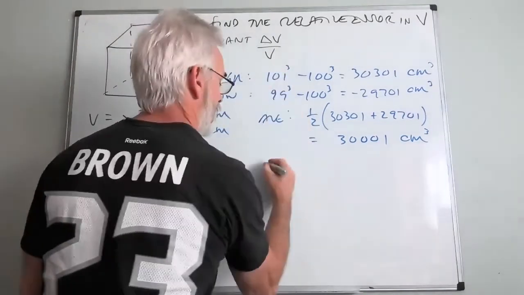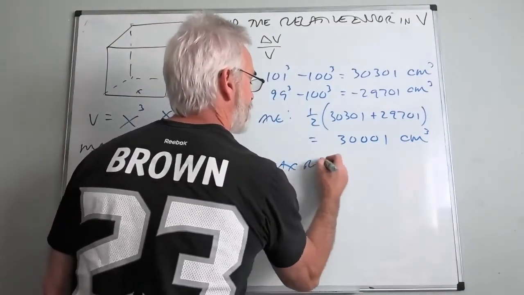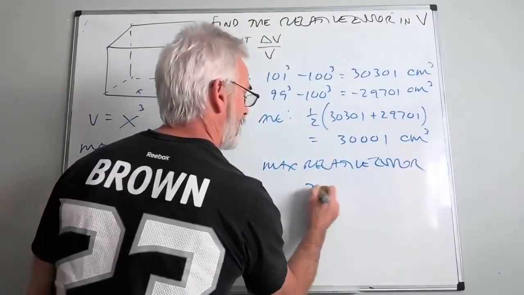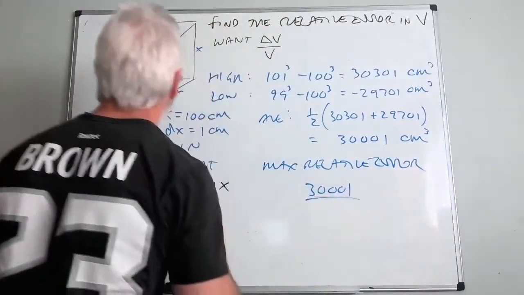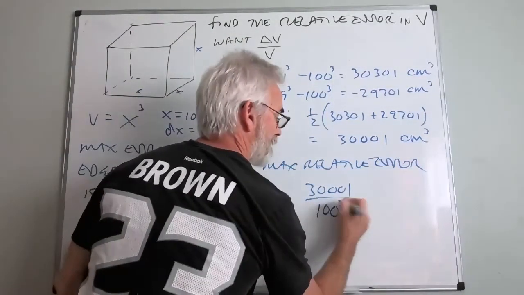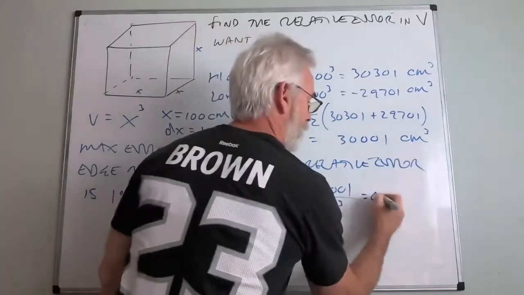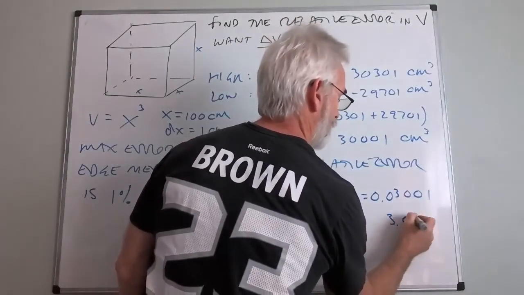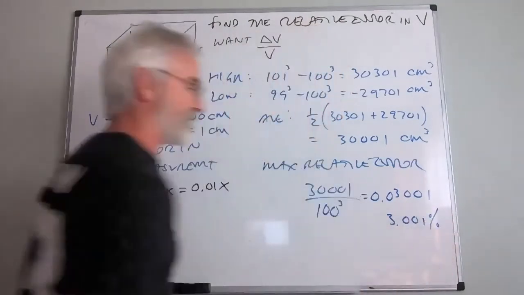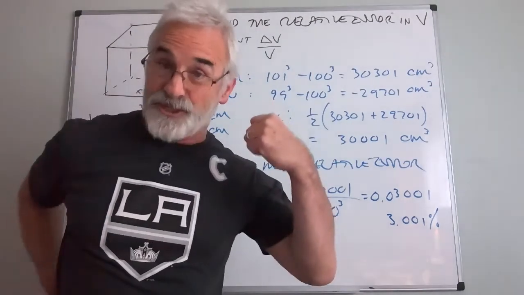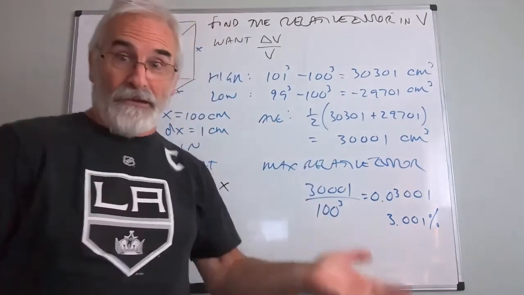So the maximum relative error, sorry, it's hard to read, would be 30,001. Remember, it was supposed to be 100 cubed. And that would be 0.03001 or 3.001%. Okay, now I'm doing the easiest shape you could possibly consider in 3D, a cube.